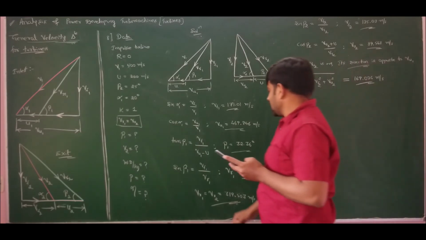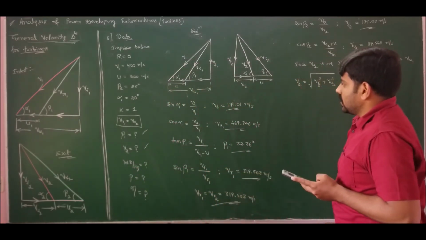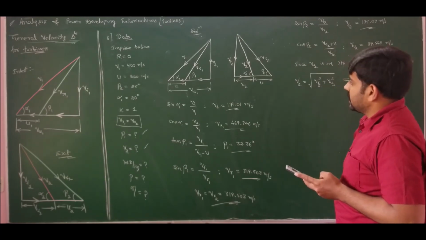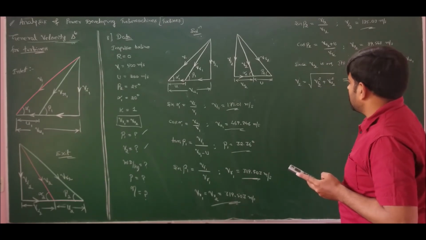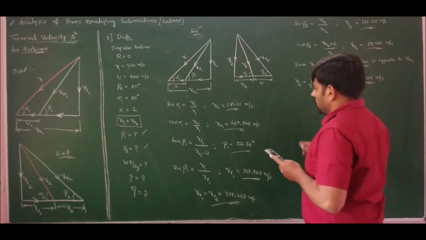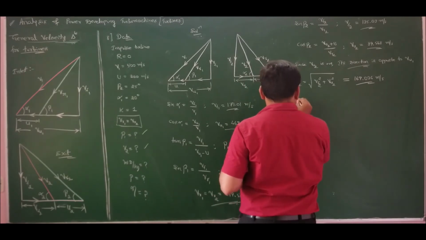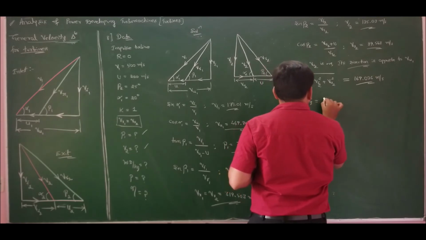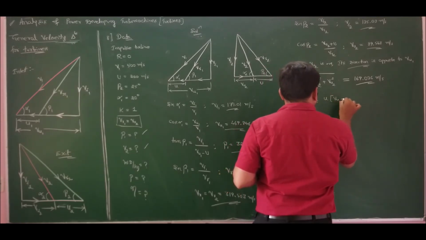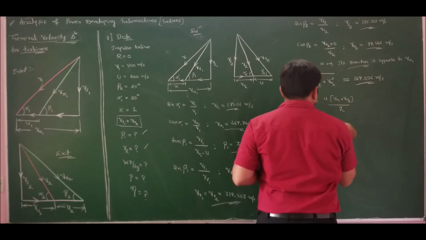So therefore we have calculated the value of beta 1 and V2. So alpha 2 is not required. If you want, you can calculate the value of alpha 2 by using tan alpha 2. Since he has not asked, I leave it. Moving for work done per kg. Work done per kg will be U of VU1 plus VU2 by GC.